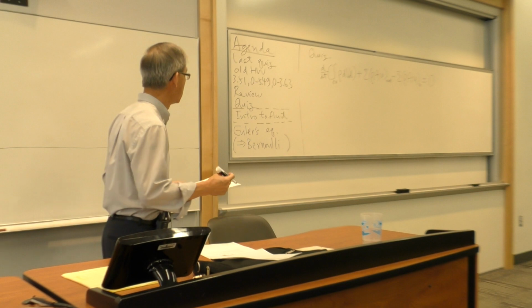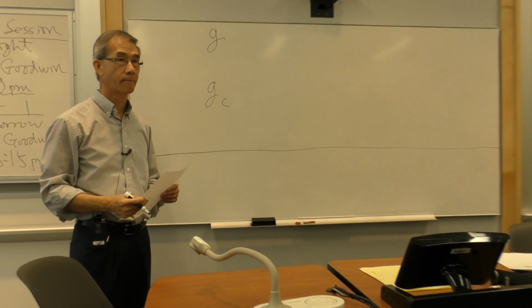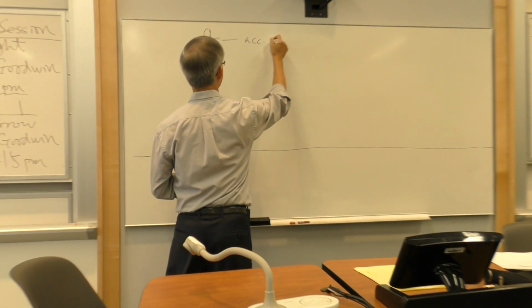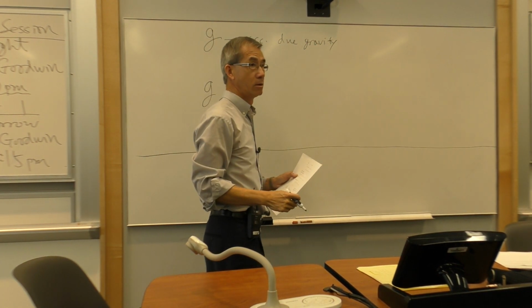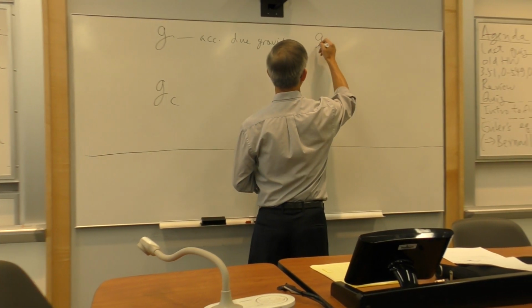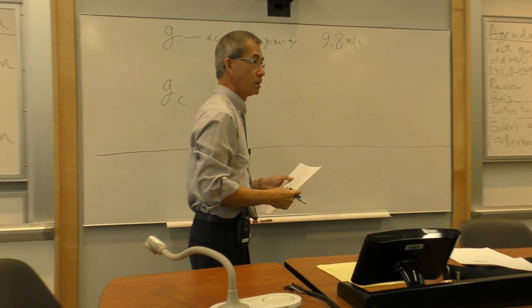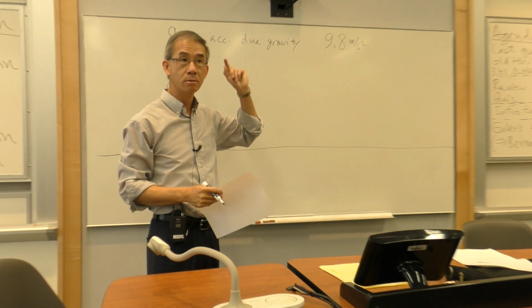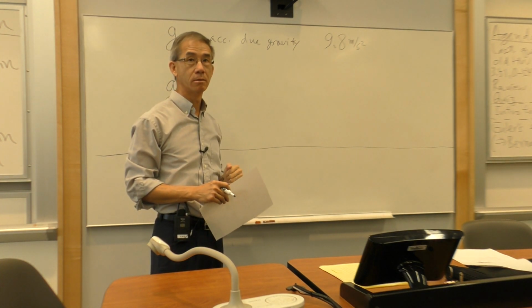So G is what? G sub C is what? Which one is gravity? G is acceleration due to gravity. What's the unit? What's the value for, say, SI? 9.8 meters per second squared. Any question on that? Does it change between the Earth and the Moon? Yes. Definitely. Right? It's location dependent.